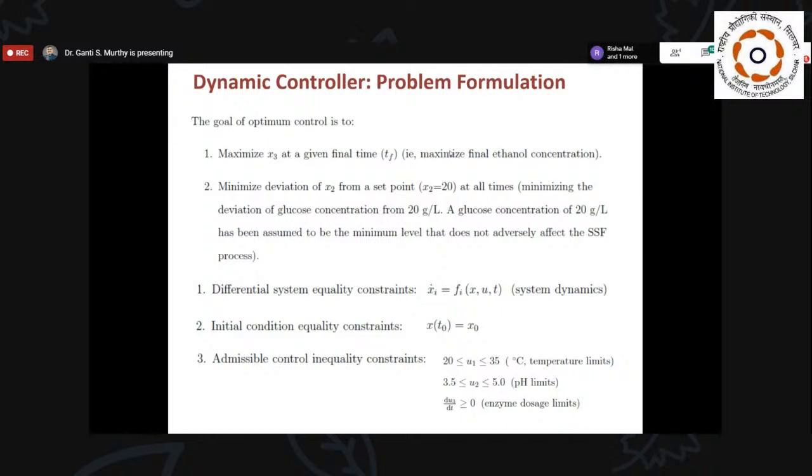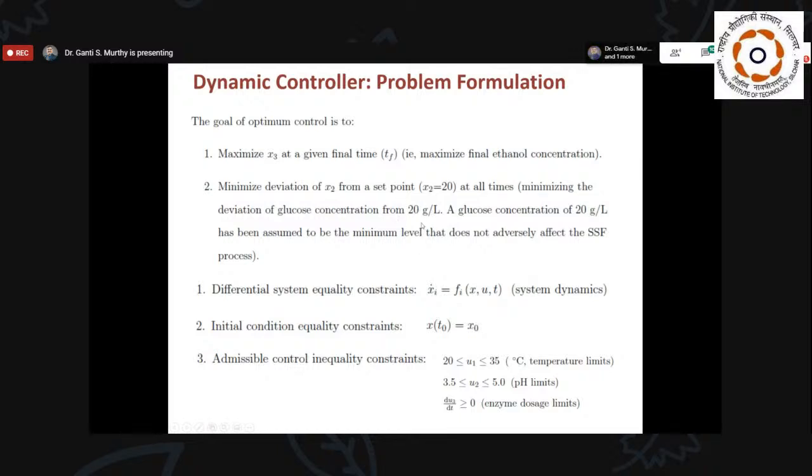So we are trying to give the yeast a competitive advantage compared to the bacteria so that we can reduce the antibiotic usage, so that the DDGS that we produce will not have antibiotics, so that it can be used for the production of animal feed. Therefore, we wanted to keep this at 20 gram per liter.